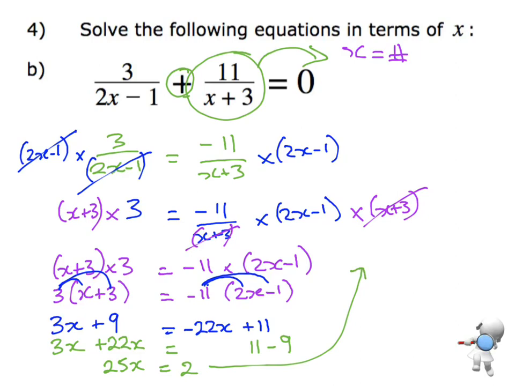The last thing I want to do is, I've got 25x equals 2, and I want to get the x by itself. Remember, I'm trying to get x equals a number, so I need to get rid of the 25. The opposite of multiplying by 25 is dividing by 25, so I'm going to divide both sides by 25. They will cancel out to leave me with x equals 2 over 25, and I would leave my answer in that form.